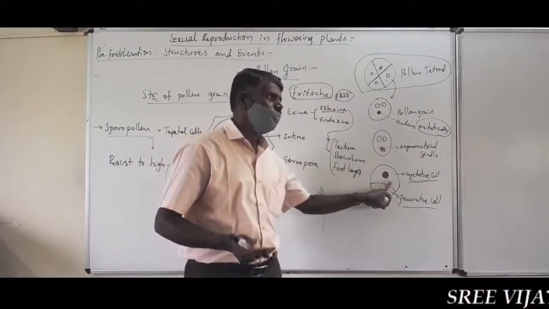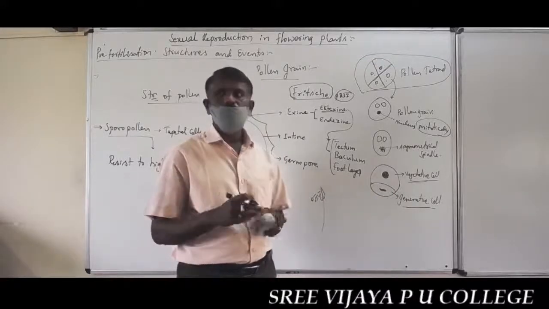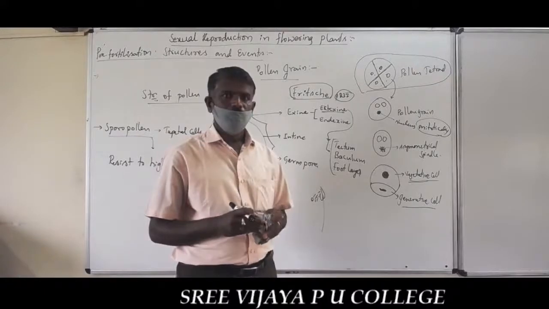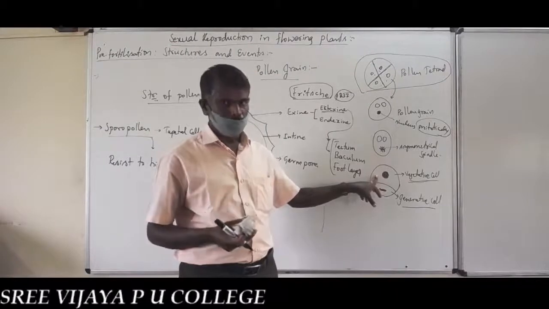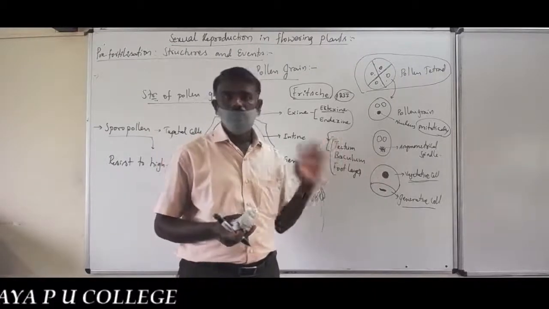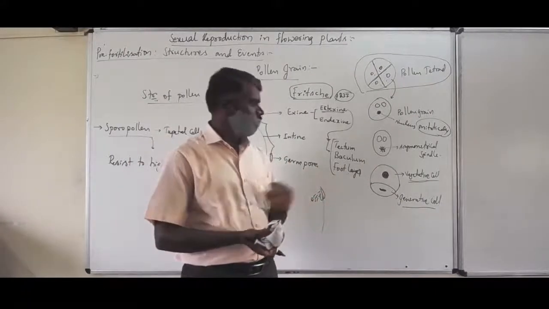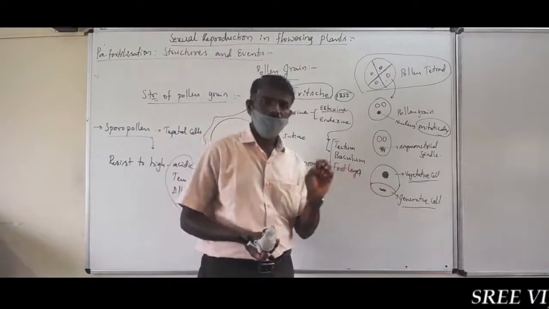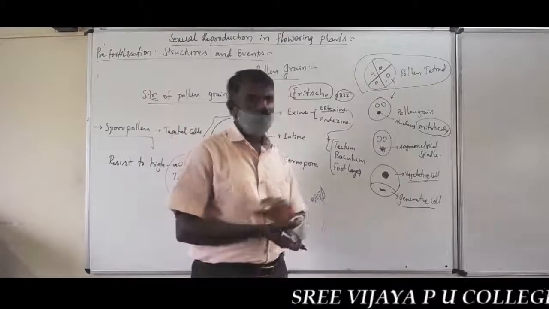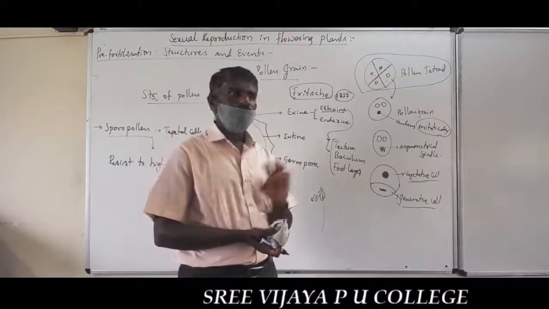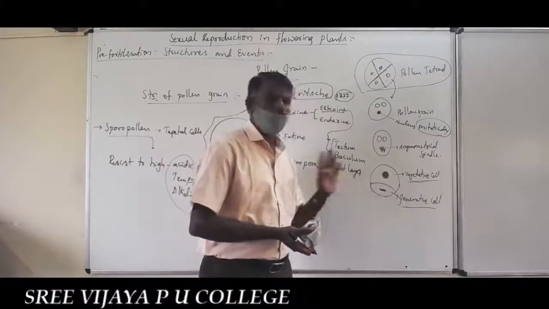Why is the vegetative cell larger in size? Because it stores food content or nutrients, and it consists of dense cytoplasm and a larger nucleus. So the vegetative cell is larger in size. The other cell, the generative cell, is smaller, and it is present in the cytoplasm of the vegetative cell of the pollen.